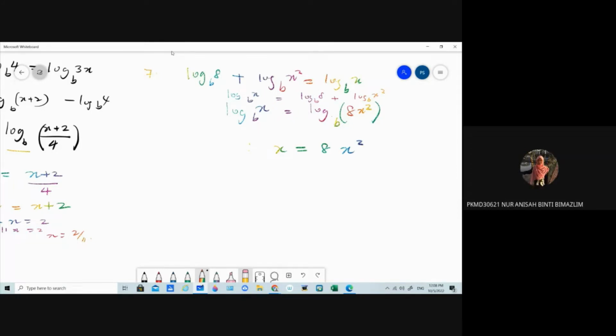Anyone? 1/8. 1 over 8. Any other answers? Okay, sometimes students do this. They cancel this, so they have 8x is equals to 0, x is equals to 0. Okay, so it cannot be done like this.